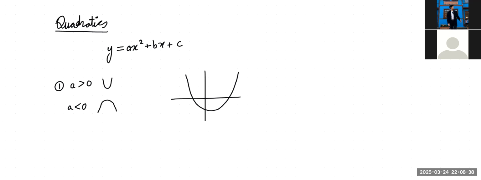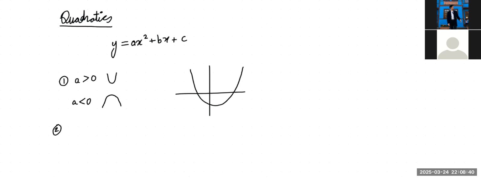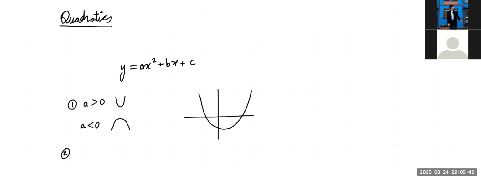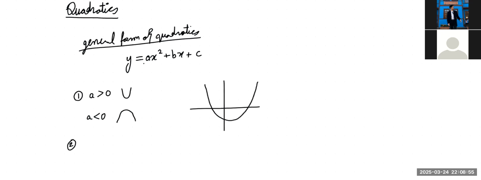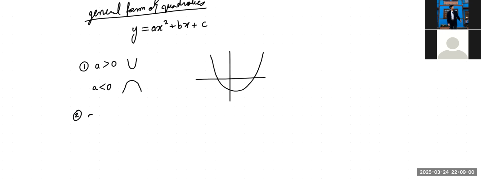Right now we're talking about the general form, also called the standard form, one of the forms of quadratics. Here's the information we can pull from it. The first thing is the a value. The a value tells you what the shape will be. The c value tells you the y-intercept directly, so you can check what the y-intercept of the parabola is going to be just by looking at this number.